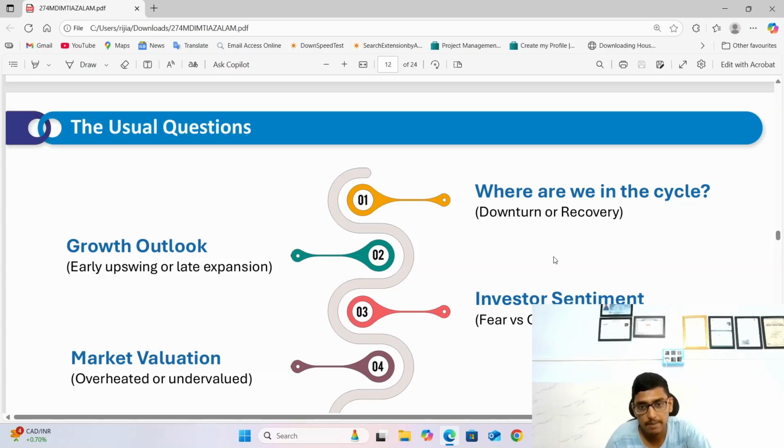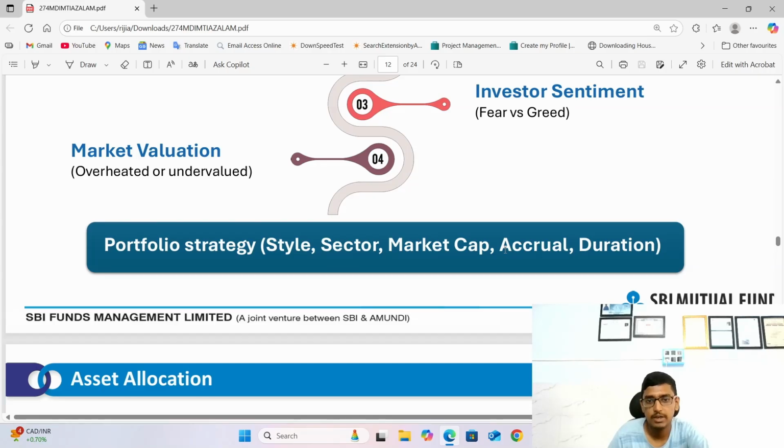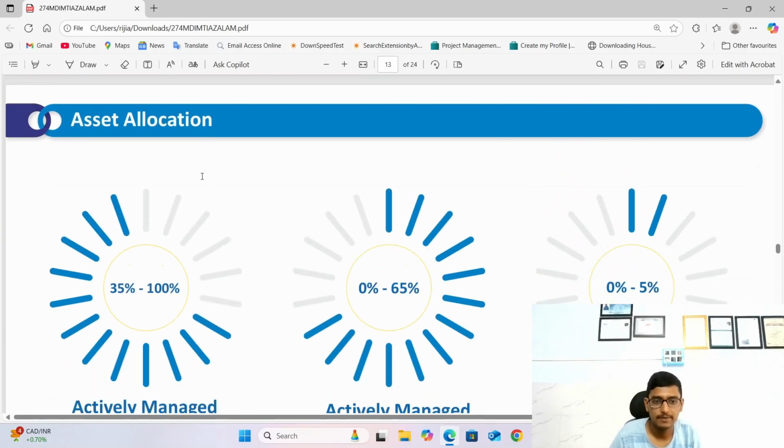So these are the questions we have in our mind, and we are not always aware of the answers. Growth outlook: early upswing or late expansion? Investor sentiment: are we fearful or greedy? Market valuation: is it overrated or undervalued? We need to understand these things. Portfolio strategy, style, sector, market cap, and duration are all taken care of by the fund manager.